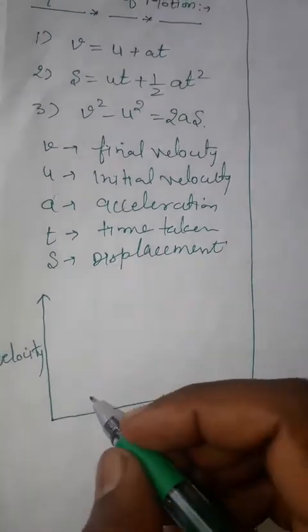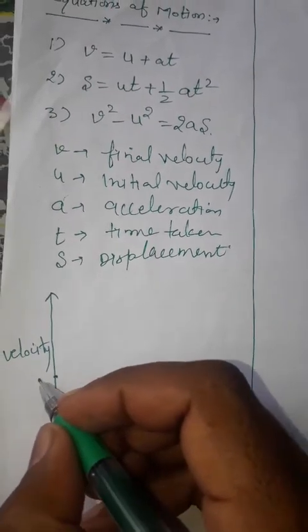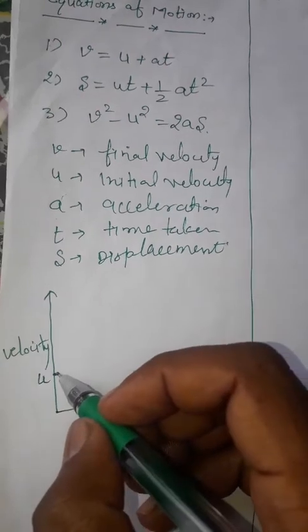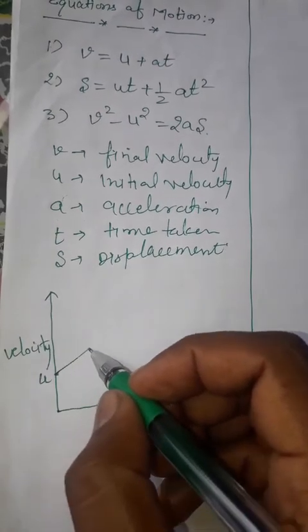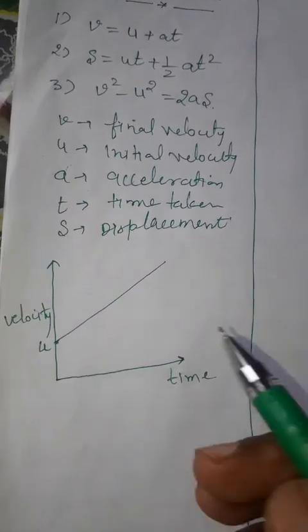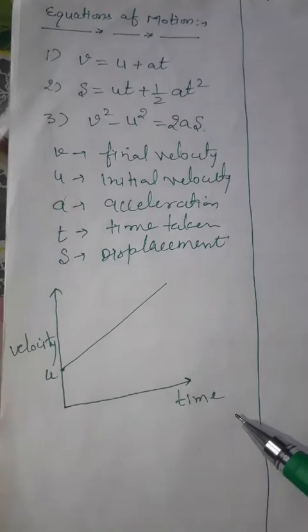Okay, so if at t is equal to 0, let the object have some initial velocity u, and after that the velocity increases with time. So this is then the velocity time graph for an accelerated motion.